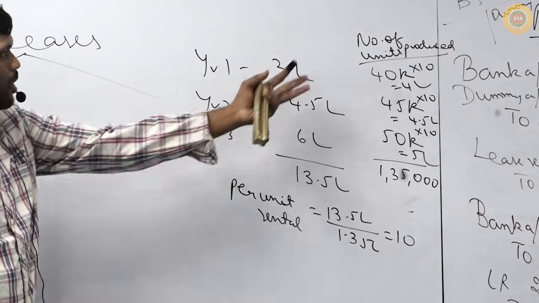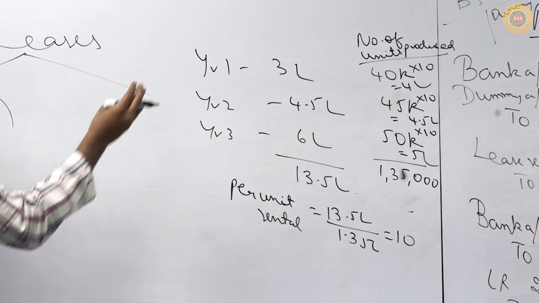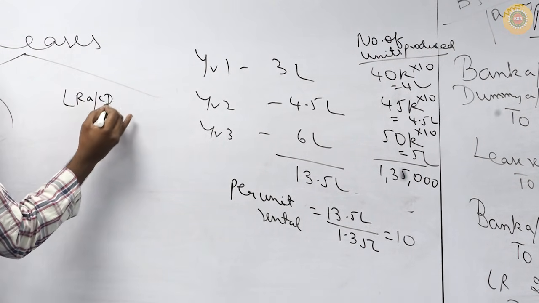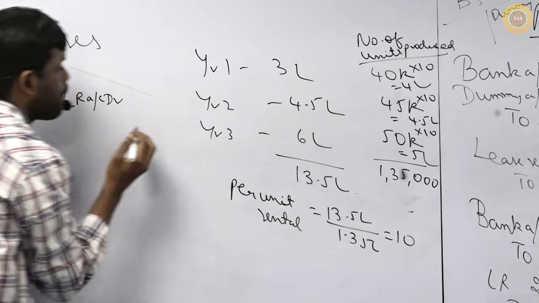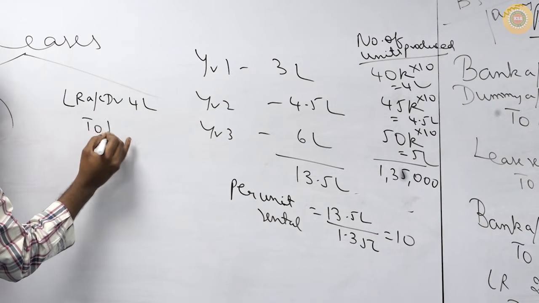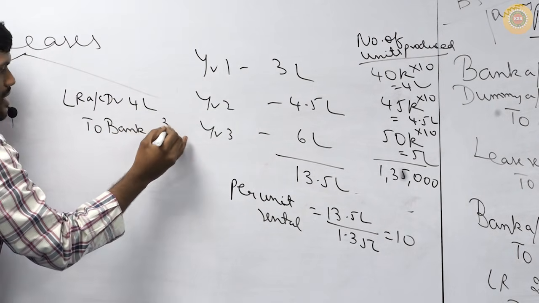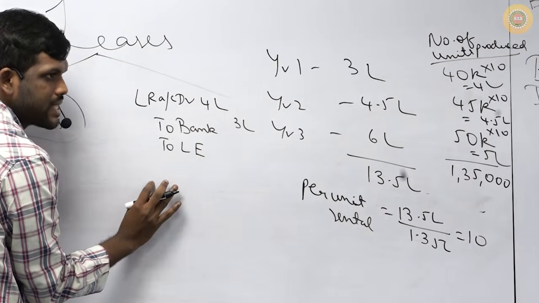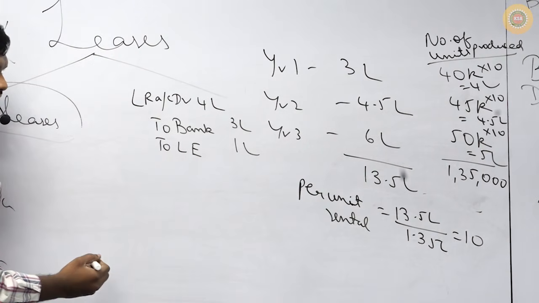Sir, now how will the entry come? Observe. In the books of lessee, lease rent account debit. First year, how much expense should there be? 4 lakhs. To bank, 3 lakhs. To lease equalization, that is what you write as equalization, 1 lakh.